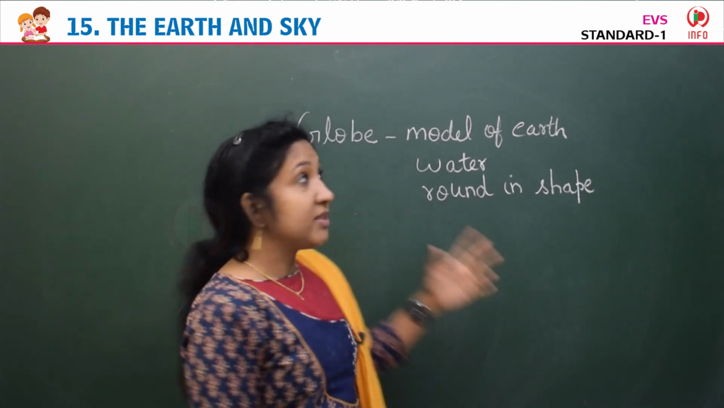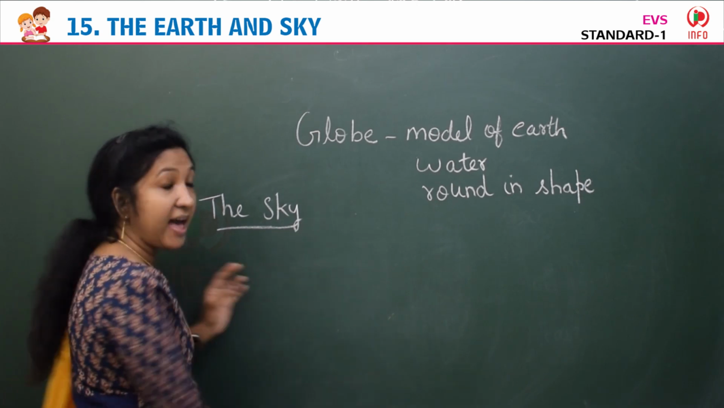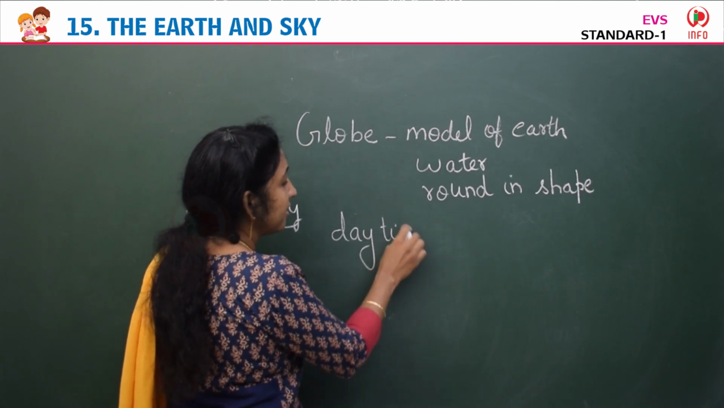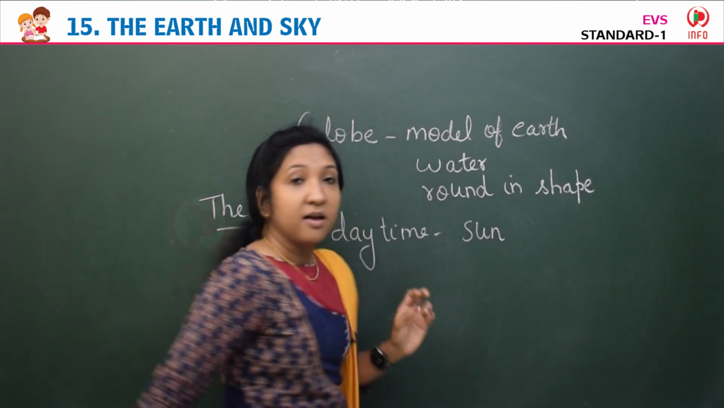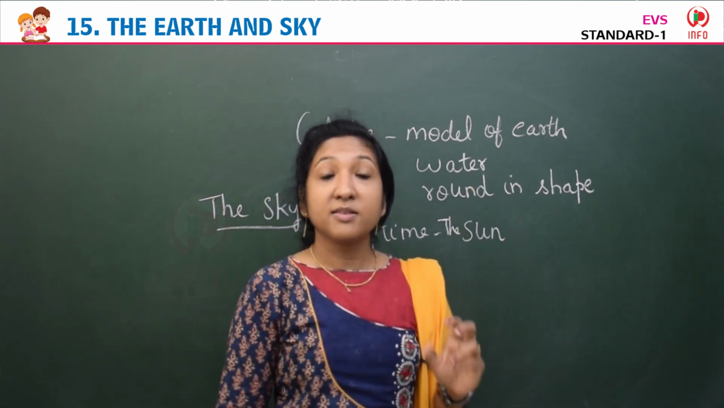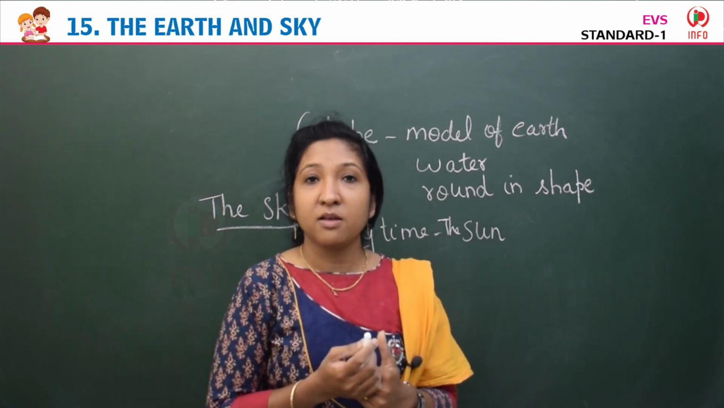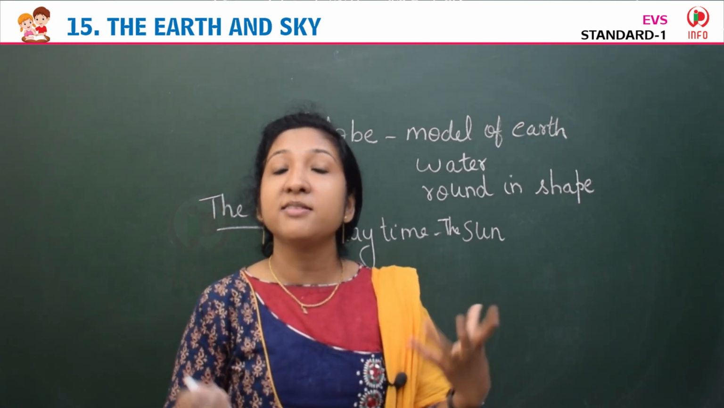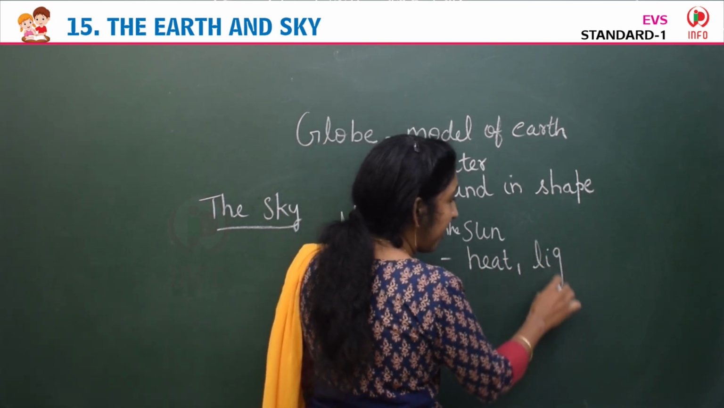Then we learned about the sky. Yes, the sky. When we look at the sky in the daytime, we can see our sun, the bright sun, isn't it? Sun we can see in the daytime. Yes, the sun. The sun is actually a very large hot ball. It is made up of hot gases. Yes, it gives us heat and light. Sun gives us heat, sun gives us light.